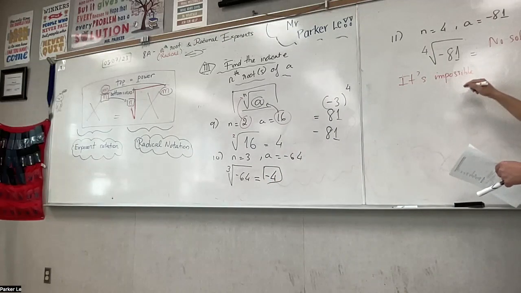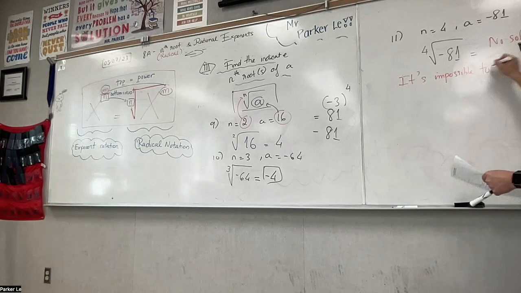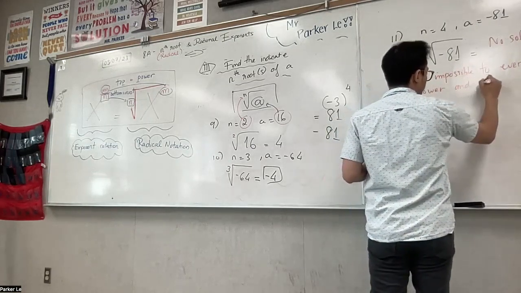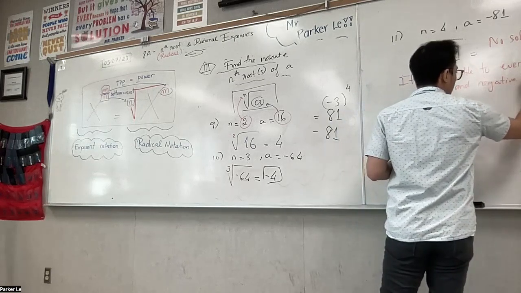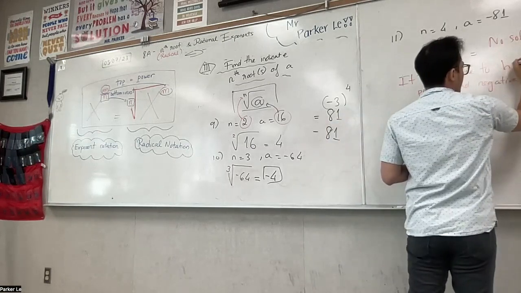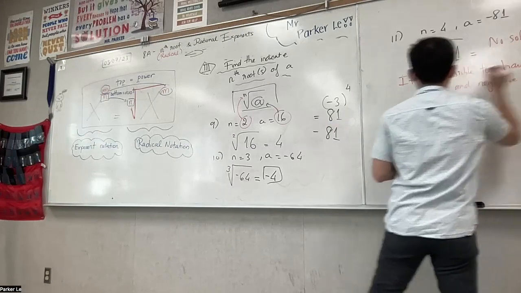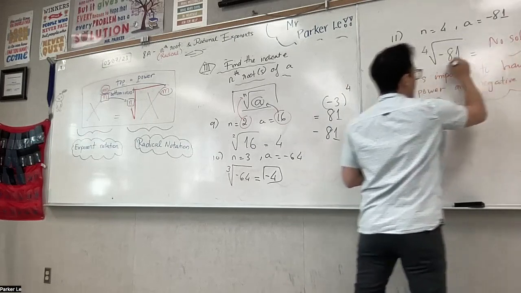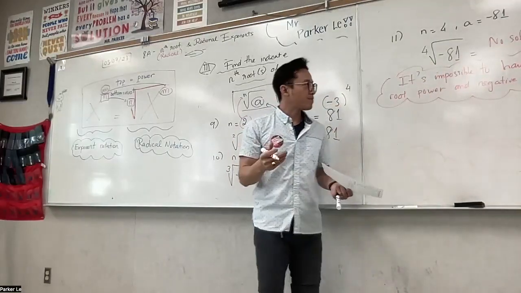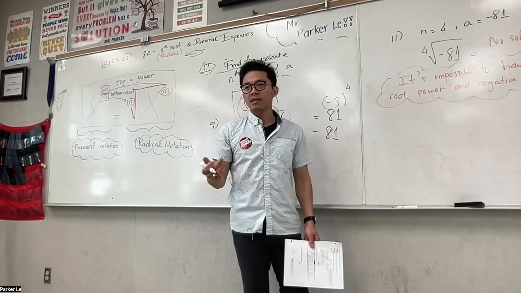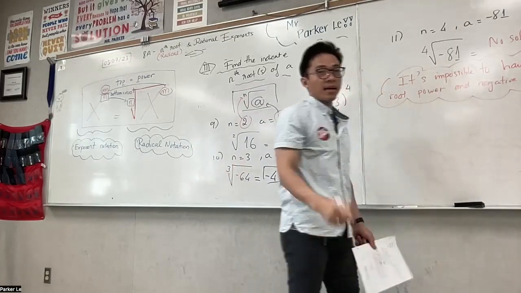So it is impossible to have an even root power and a negative number. Well, it's impossible to do it. You have to have an even root power. So it is impossible to have an even root power and a negative number, because every time you have an even power, they need to give you a positive number. So they can never give you a negative number, right? Yeah.